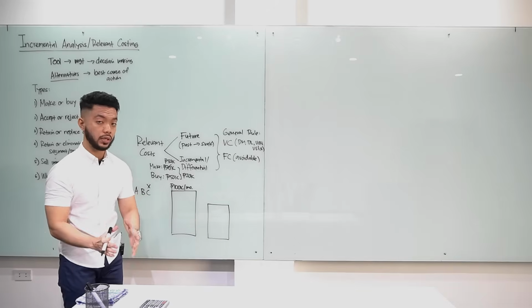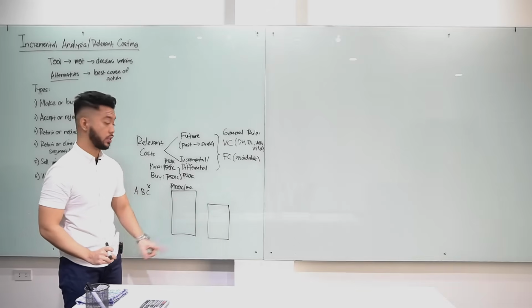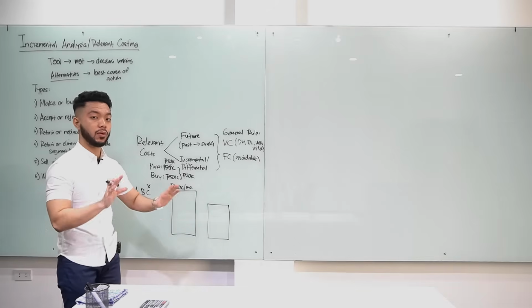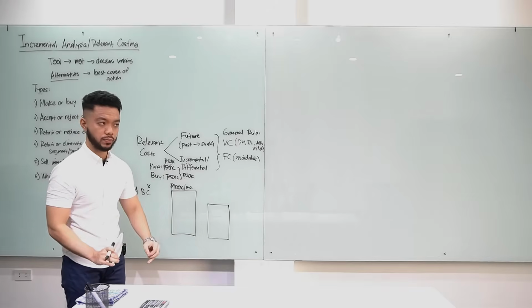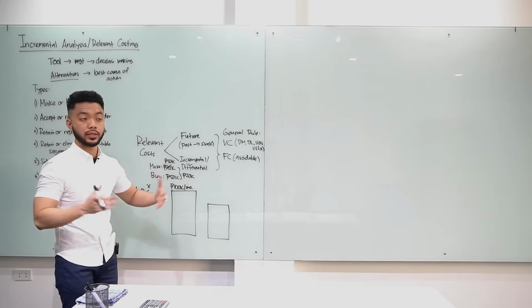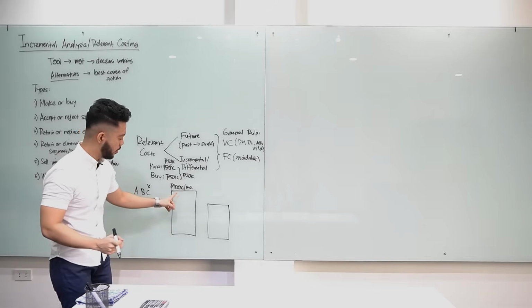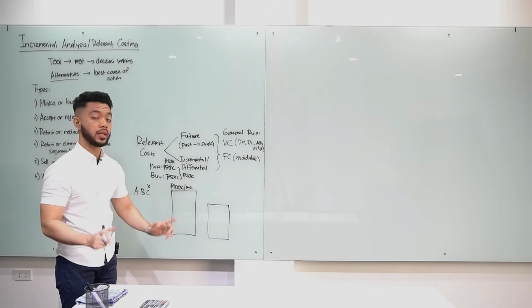Ano mangyayari dun class sa 100,000 per month mo na renta, which is a fixed cost? You will still pay 100,000 per month. Okay? Kasi fixed cost yan eh. Tama? Ang tawag natin doon, unavoidable. So, ibig sabihin, whether you produce kahit ilang units, ang babayaran mo pa rin per month is 100,000. Does that make sense? Unavoidable yun.